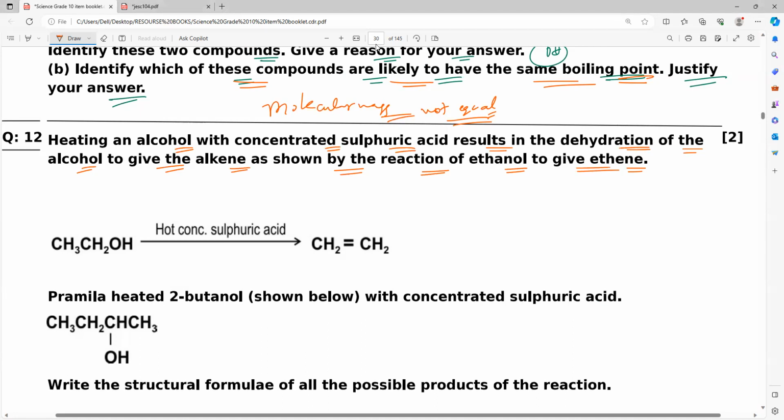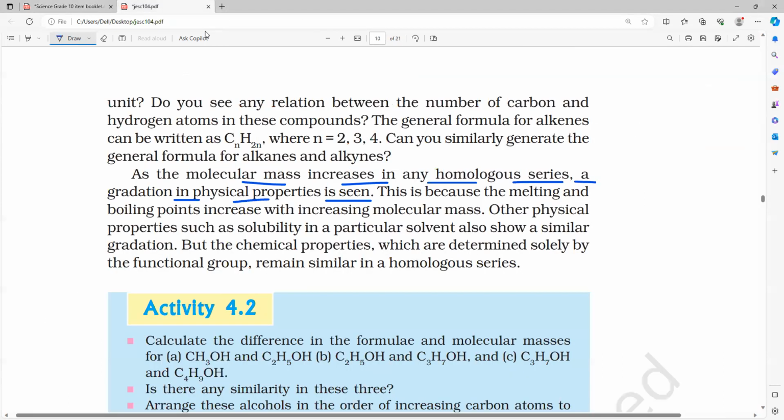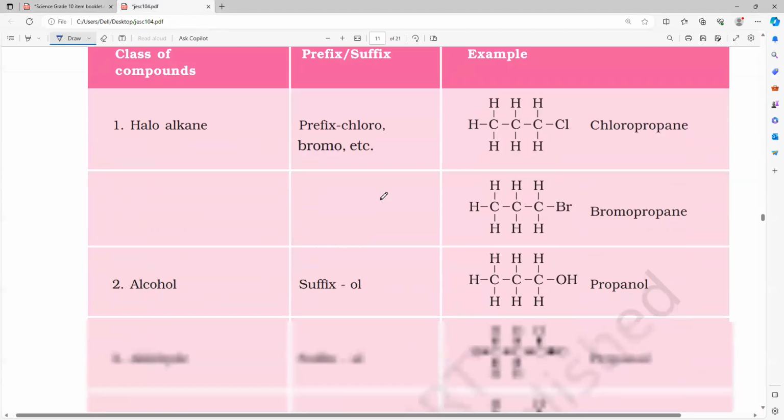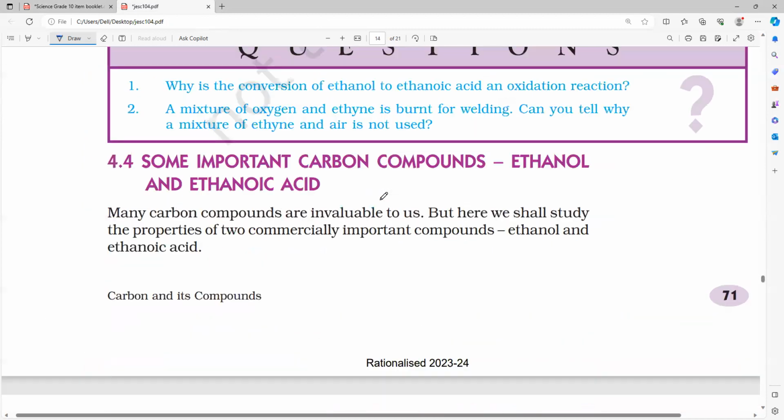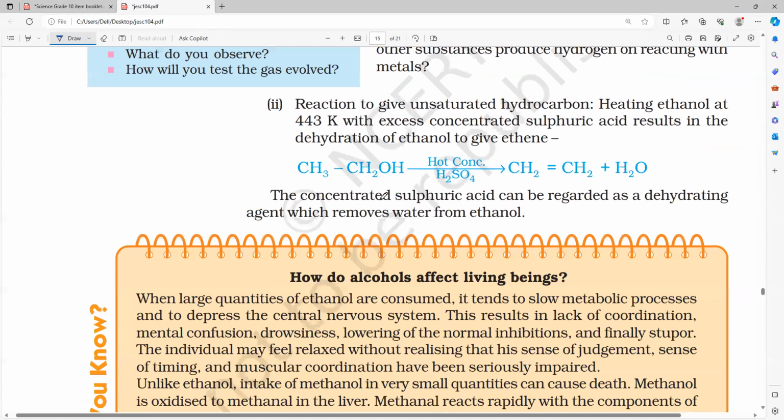Now, as I told you, for the next homologous series, the next compound, they asked the reaction. Am I right? Last offline class we practiced this, so here you will get the question. Heating an alcohol with concentrated sulfuric acid: what is this equation? We all know it. It is the dehydration equation.